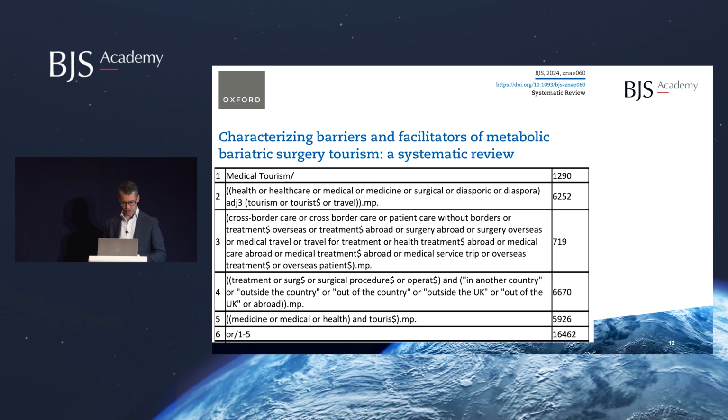So let's look at a search strategy from a relatively recently published paper in BJS. This is just the first 6 lines of their search strategy. They're looking for any article to do with medical tourism and bariatrics. So this is just the medical tourism part of their search strategy. These are all the different terms that they've included. And what you can see on the last line, number 6, is that they've basically said if any paper falls into any of these above lines, they're going to include it.